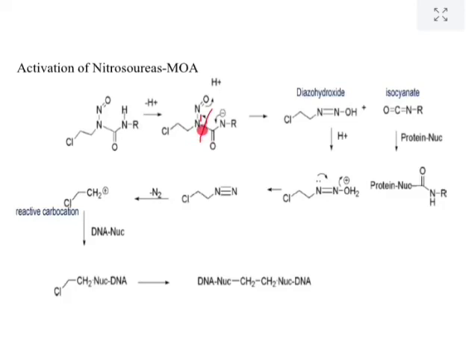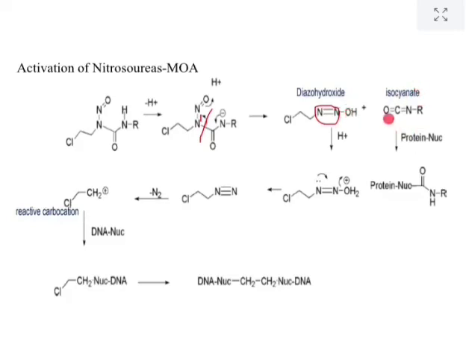CH2, nitrogen double bond nitrogen double bond oxygen. So that's what we are calling the diazo hydroxide. This is our diazo. That's our azo group there, and you have your hydroxide group there.